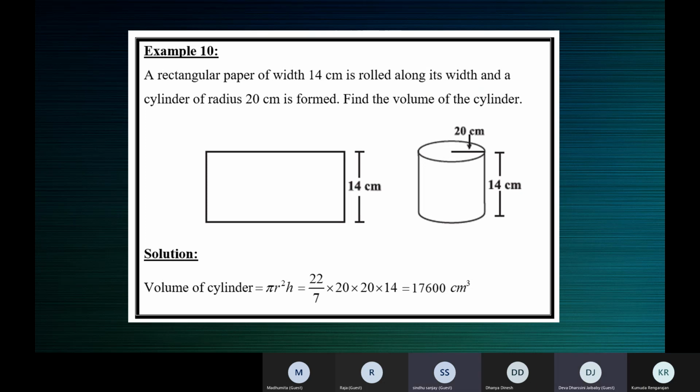Ma'am, the formula is pi r square h, ma'am. What is the value of pi? 22 by 7, ma'am. Pi is 22 by 7. R and H should be given to us, right? Yes, ma'am. You should be given the value of r and the value of h. We cannot take some value for r and h. So r and h should be given.